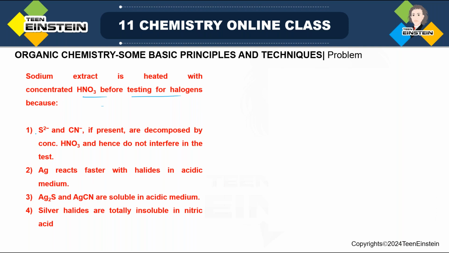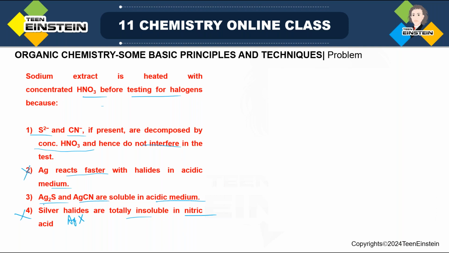Now look at the options. The first option says that sulfide ion and cyanide ion, if present, are decomposed by concentrated HNO3 and there will be no interference. Then silver reacts faster with halides in acidic medium. Ag2S and AgCN are soluble in acidic medium. Silver halides are totally insoluble in nitric acid. The second and third are obviously not the reason that silver reacts faster with halide. There is no such thing. Silver halides, that is AgX, AgCl, AgBr, being totally insoluble only in nitric acid, is also not the reason.